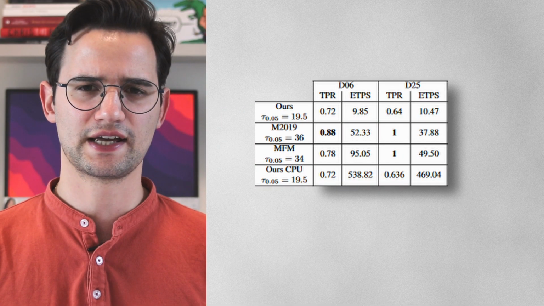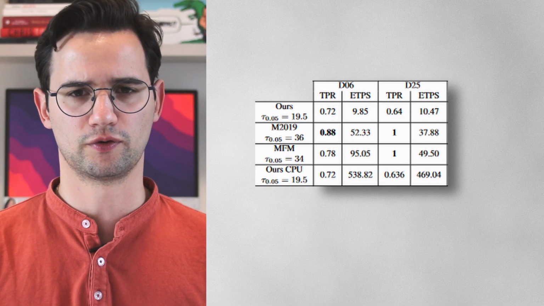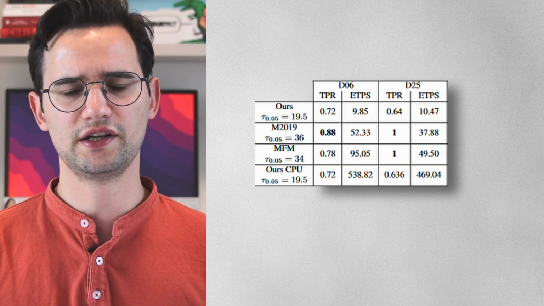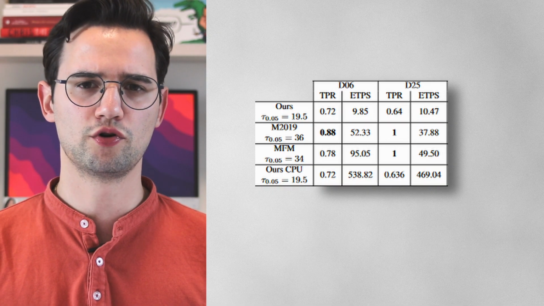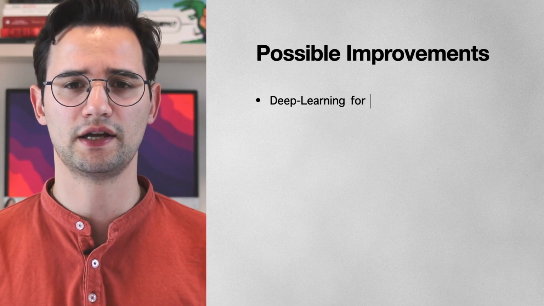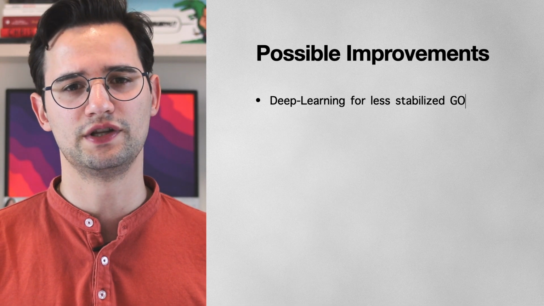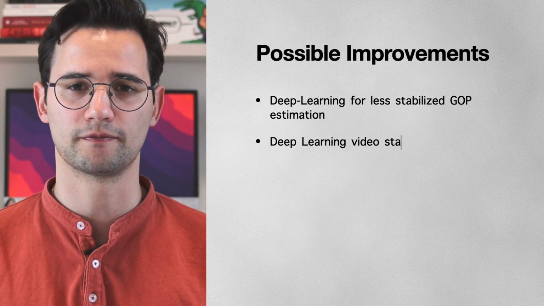Nevertheless, this is just the beginning, because our method can and has to be improved in certain aspects. For instance, we noticed that it underperformed with respect to the state-of-the-art on devices 6 and 25, mostly because of an incorrect estimation of the less stabilized group of pictures. To improve our method on this aspect, we thought to study more sophisticated, deep learning based techniques so as to estimate with them the less stabilized group of pictures and also reverse the video stabilization.